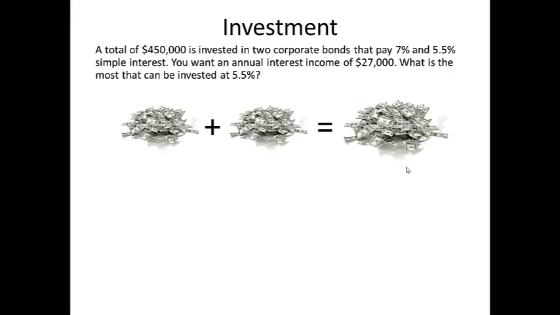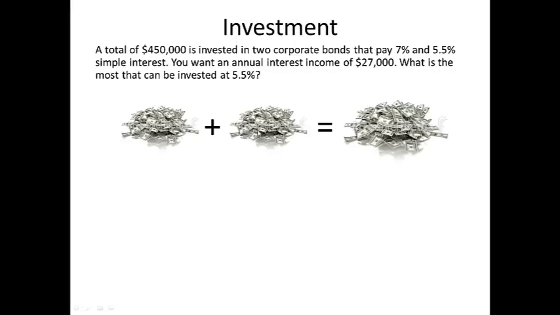Investment. Even though this may look completely different, this is really the same setup as the last one. We have a total amount of $450,000 invested in two corporate bonds that pay 7% and 5.5% simple interest.